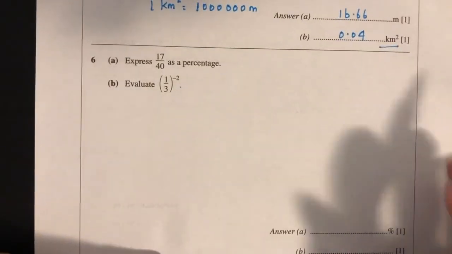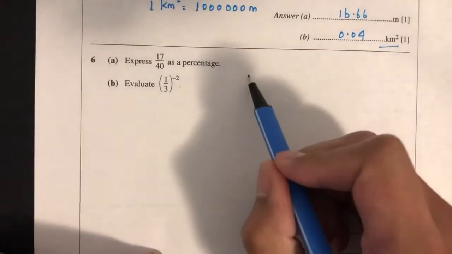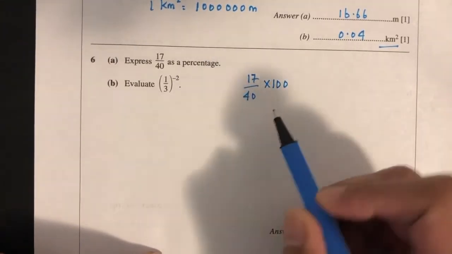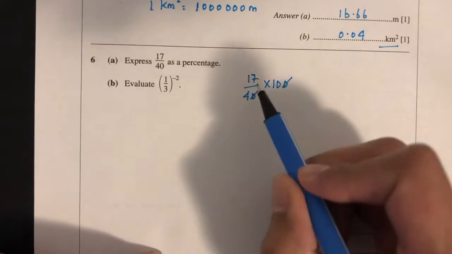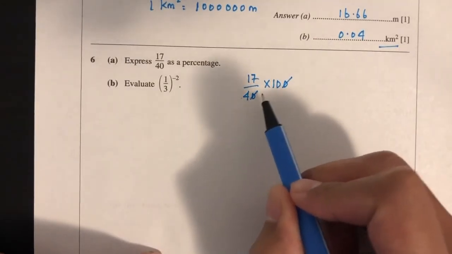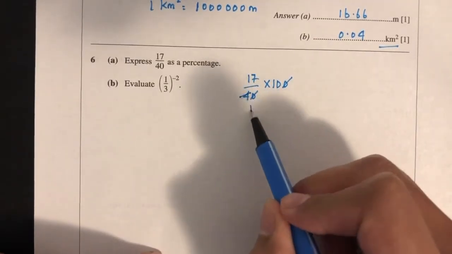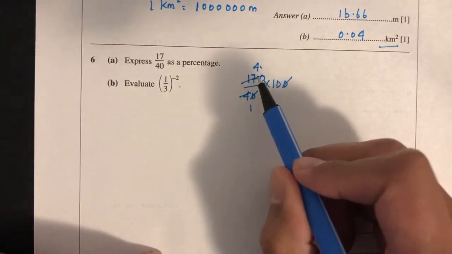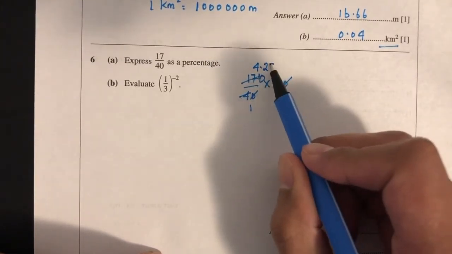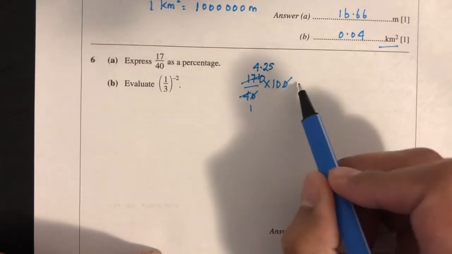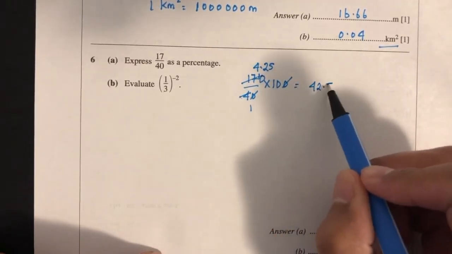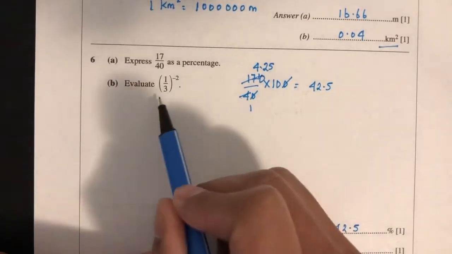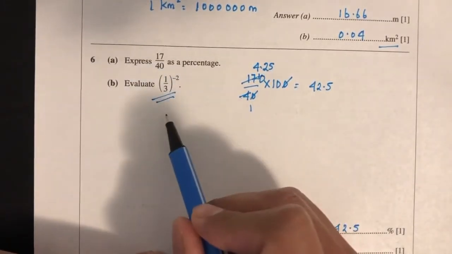Now question number 6, express this as a percentage. So 17 over 40 times 100. So divide by 10, divide by 2. So let's divide this. So divide by 4, you will have 4 here, 0 here, 1 remain, will be 2 and 5. So 4.25 times 10, that will be 42.5. So 42.5%.